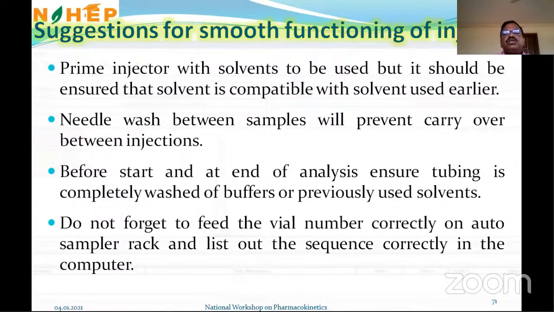Coming to the suggestions for smooth functioning of an injector. Prime the injector with the solvents to be used, but ensure that the solvent is compatible with the solvent used earlier. Needle wash between samples will prevent carryover between injections. Before the start and at the end of analysis, ensure the tubing is completely washed free of buffer or previously used solvent. And do not forget to feed the vial number correctly on the autosampler rack, or list out the sequence correctly. Otherwise, there may be chances of errors.